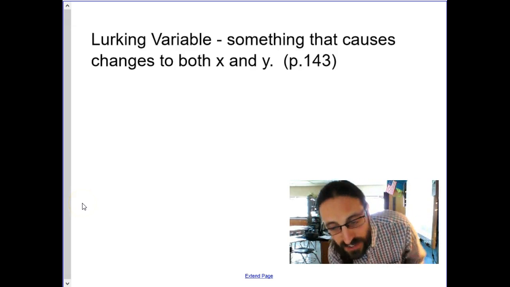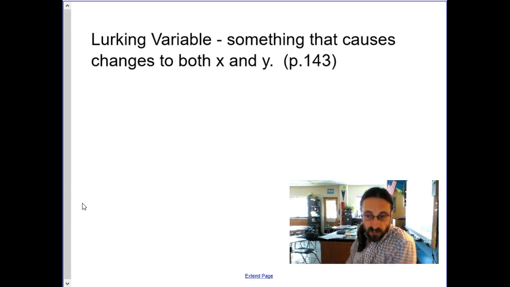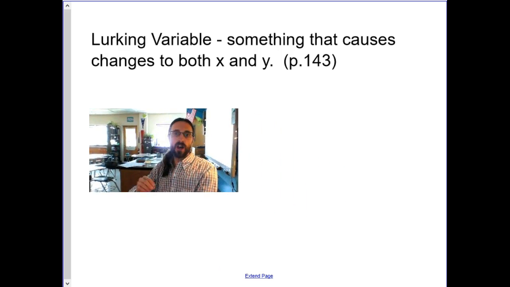All right, the last thing we need to talk about, of course, we'll go over this example some more in class and we'll practice it, is something called a lurking variable. And please take a look at page 143. You've got a number of questions that you need to practice that involve a lurking variable. But the idea of a lurking variable is something that causes a change to both x and y.